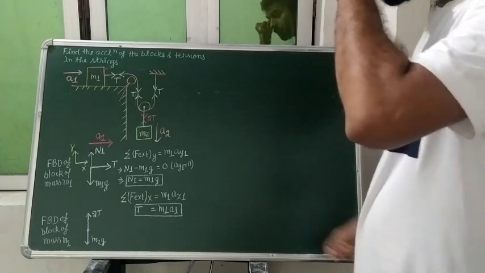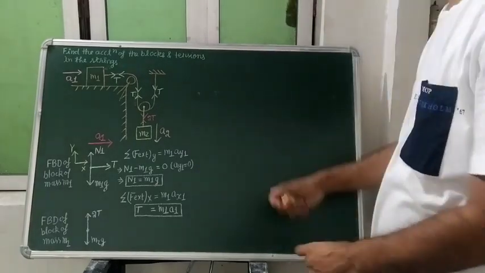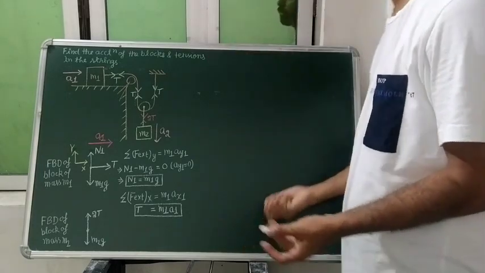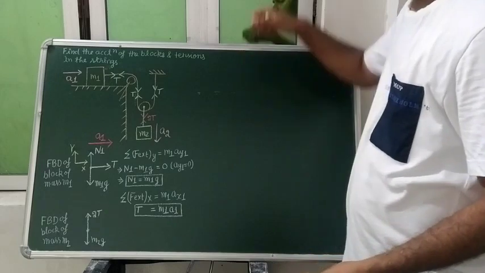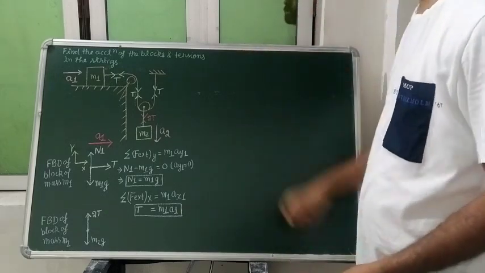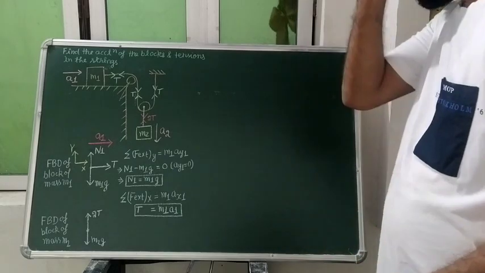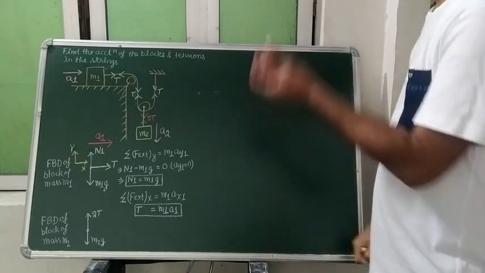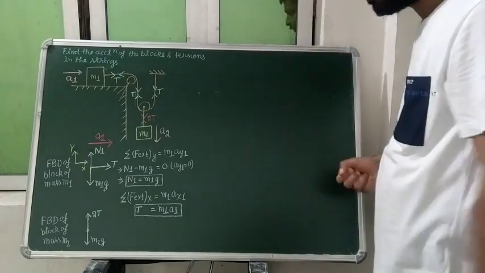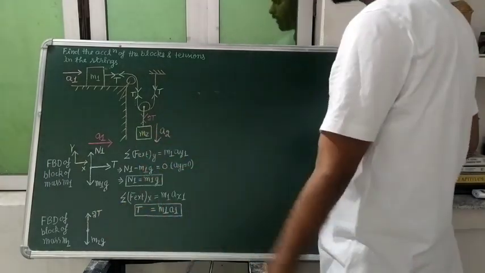Why? Because it is accelerating. When it accelerates downward, obviously it is moving downward. When your lift accelerates in the downward direction, you feel light, isn't it? And when it moves upward, you will feel heavy, because the reaction will increase or decrease.